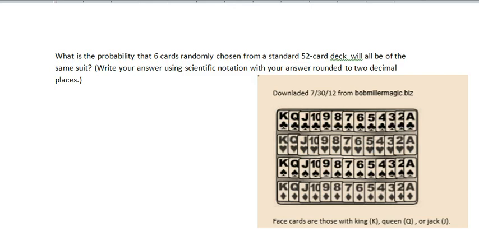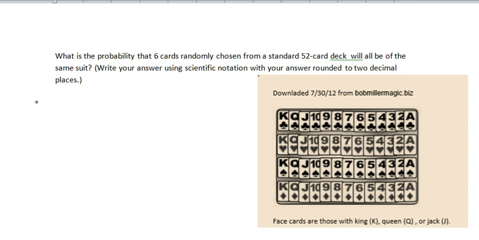What is the probability that 6 cards randomly chosen from a standard 52 card deck will all be of the same suit? We've done this type of problem before, but this time I want to concentrate on the fact that we actually have 4 mutually exclusive events here. The cards could all be clubs or hearts or spades or diamonds.